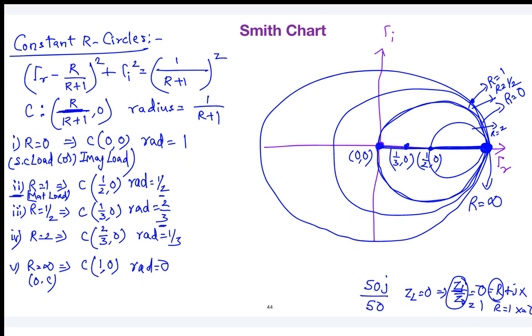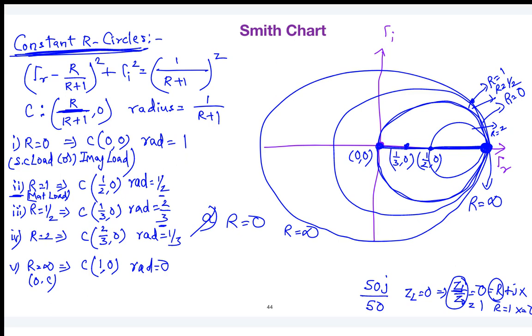So these conclusions are very important. Listen to the first conclusion. Out of all the constant resistance circles, the biggest circle is r is equal to 0, corresponding to the short circuit load. And the smallest circle is corresponding to r equal to infinity, open circuit load. Agree? So when you see all these cases, the biggest circle is r equal to 0 where the nature of the load is short circuit, and the smallest circle is r equal to infinity where it is open.